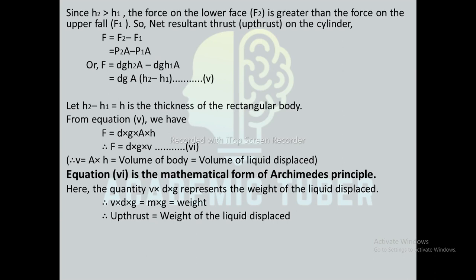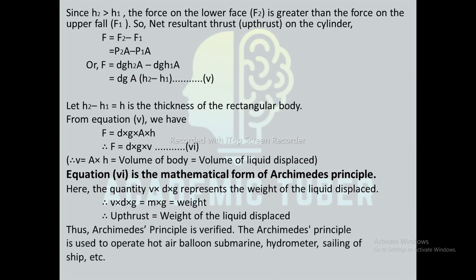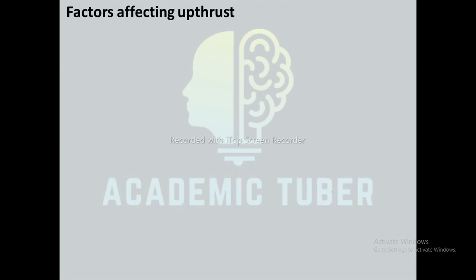V into G, D into G equals M into G equals weight. Therefore, upthrust equals the weight of liquid displaced. Thus Archimedes principle is verified, and the Archimedes principle is used to operate hot air balloons, submarines, hydrometers, sailing of ships, etc. Factors affecting upthrust.